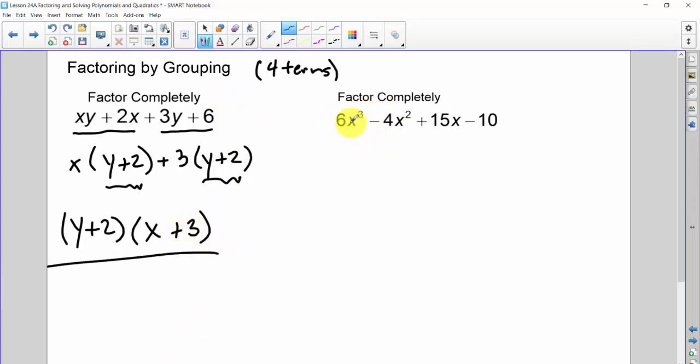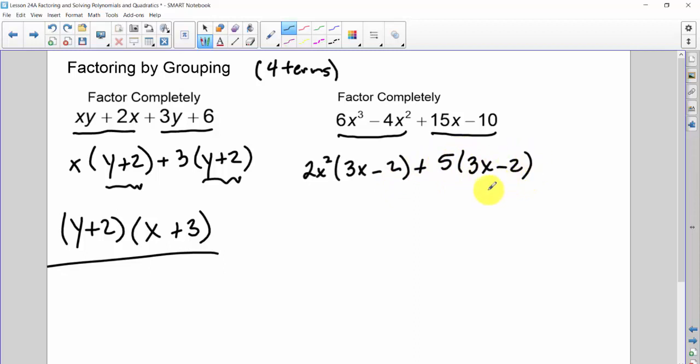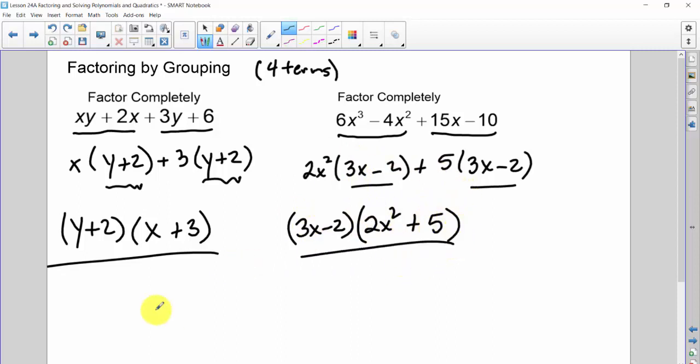So in this next example, I'm going to do the same type of grouping, the first two and the last two. I notice I have a 2 and an x squared in common in this first term, leaving me with a 3x minus 2, and then a 5 in common, leaving me with a 3x minus 2. Once again, I see there's a GCF of 3x minus 2, and 3x minus 2 times 2x squared gets me the first term, and 3x minus 2 times 5 gets me the second term, and I'm done.